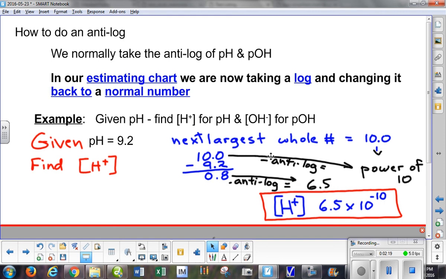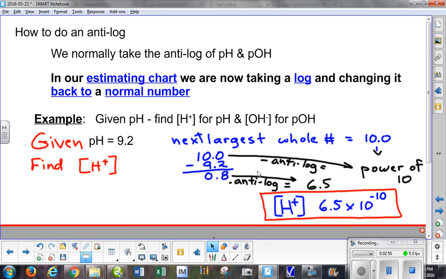So let's see how this actually plays out. I've got 10, it becomes the power of 10. There it is. Then I take my 9.2, which is the original pH. And when I take that original pH, I'm going to subtract that from the power of 10, or the 10 that I started out with, or that I rounded up to. Let's put it that way. So we're going to now take and subtract, and we get 0.8.